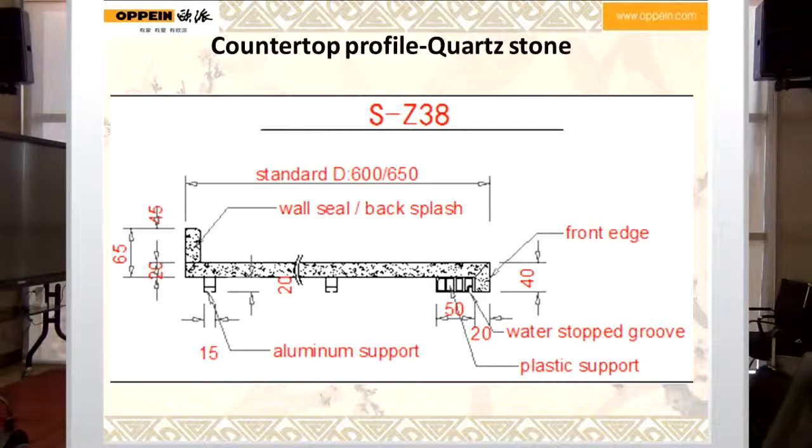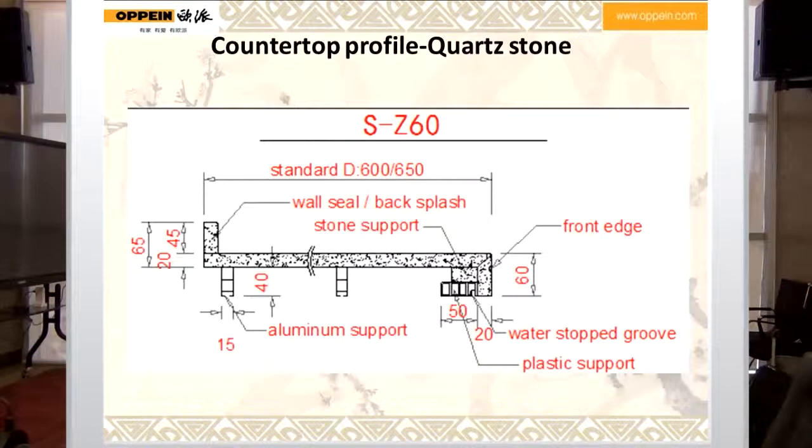The water stop groove is for protecting the door from moisture. And here is the plastic support. Underneath is the aluminum support bar. Here, the bar size is 15 times 20.